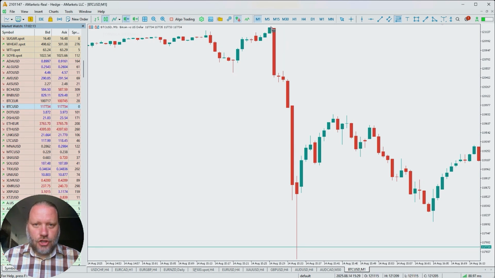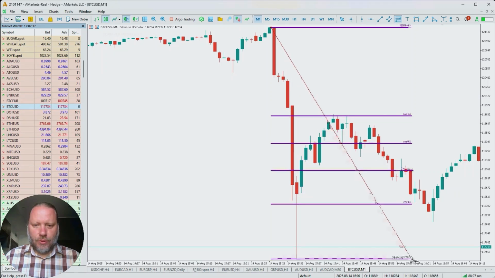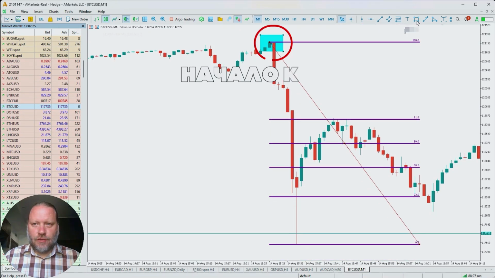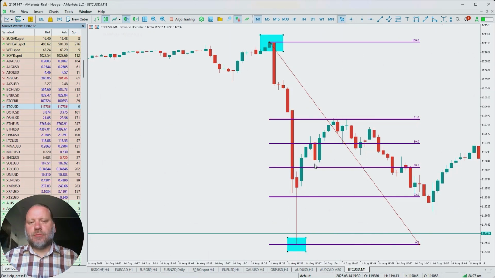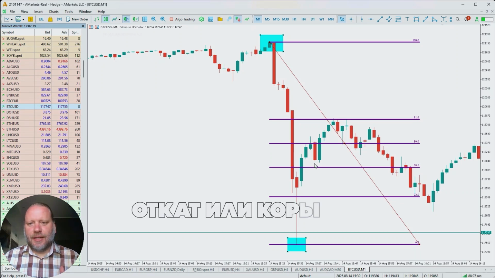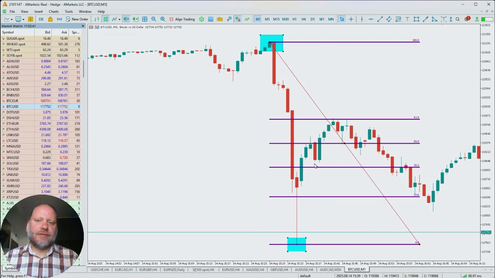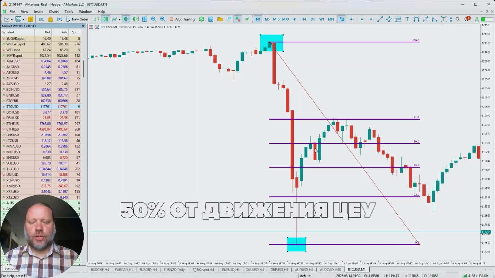So we look for the beginning of the wave up here and the end of the wave, the very minimum, and put it on the chart. This is our wave beginning. This is our wave end. What do we see? After a strong downward movement, the price sharply returns back. This is called a pullback or correction. A correction typically makes up 50% of the price movement.